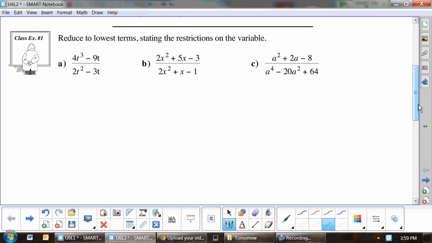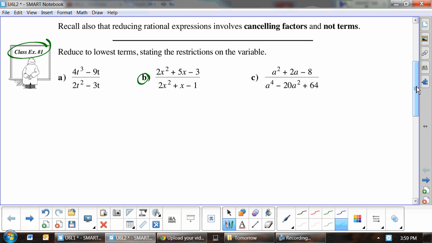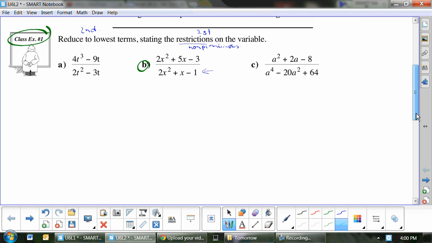So in class example number 1, we're just going to do B. The first thing they ask us is reduce to lowest terms, stating the restrictions on the variable. We remember that the restrictions are the non-permissibles. This is what we want to do first, and then we reduce to lowest terms. For this one, to find those non-permissibles, we have to factor our denominator. So let's do that first.